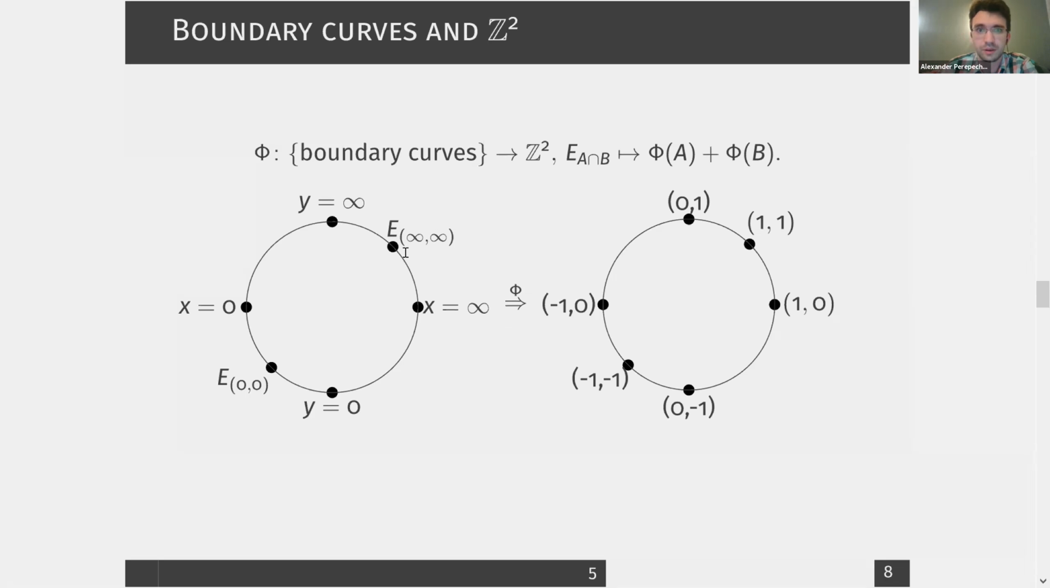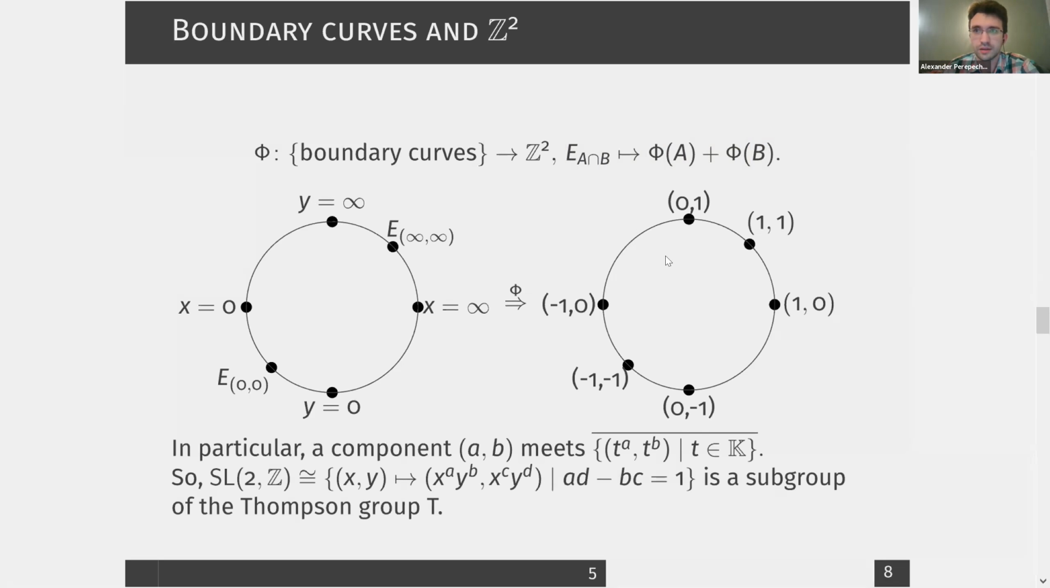And then we have a correspondence between all possible boundary curves and dyadic points on a circle, or again primitive vectors in Z^2. This correspondence preserves the sum. So the blowup, the exceptional curve of the blowup of a point, goes to a vector that is the sum of vectors corresponding to the intersecting curves.